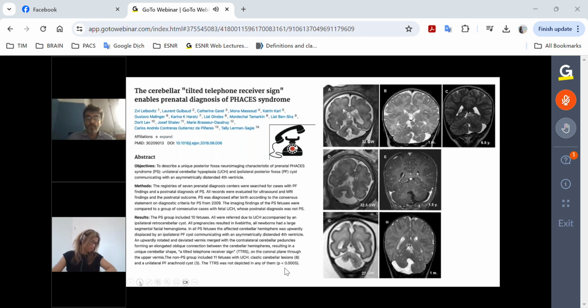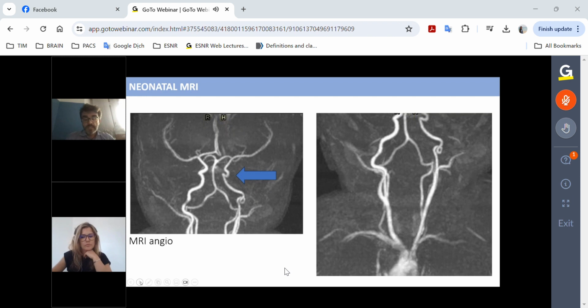Basically, maybe some of you also noticed that the peculiar aspect of the cerebellum was consistent with this sign, the tilted telephone receiver sign, which was described by this author, and basically says that the cerebellum is tilted like this, and the enlargement of the CSF spaces pushes the parenchyma upwards and toward the other side of the brain. So two signs which are consistent with the PHACE syndrome.